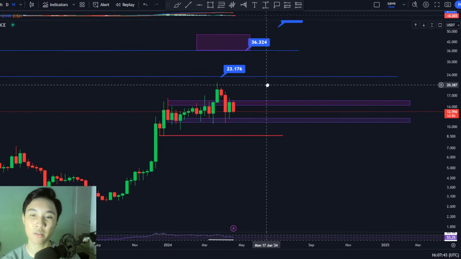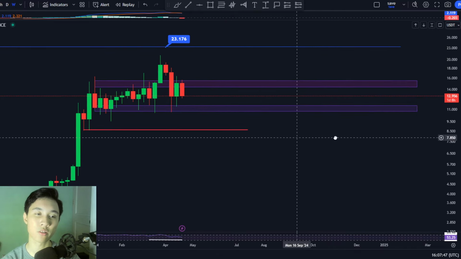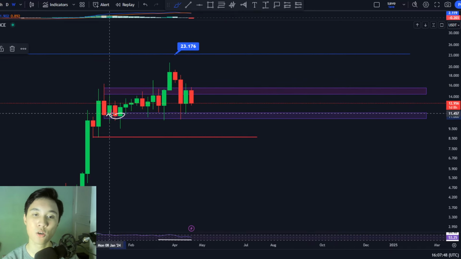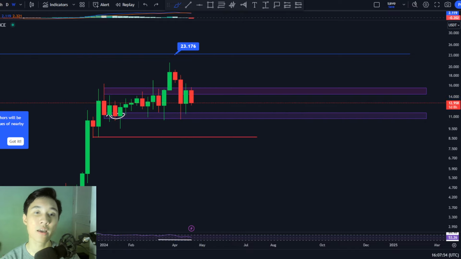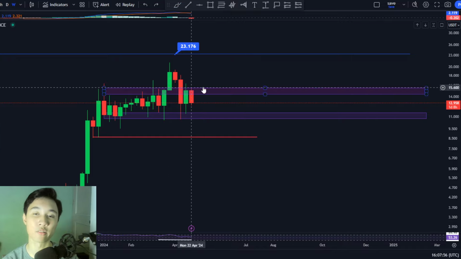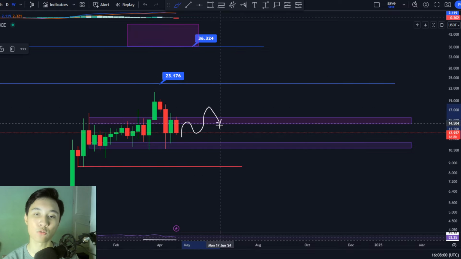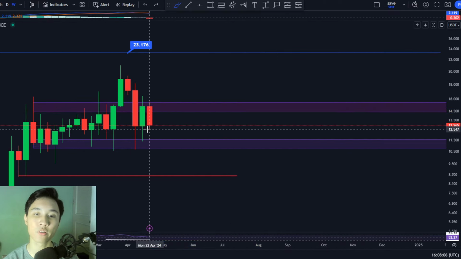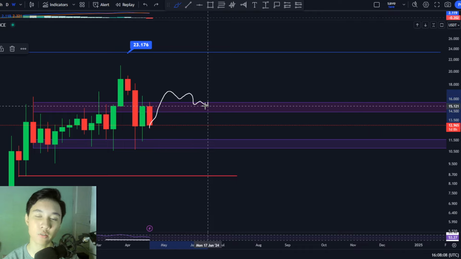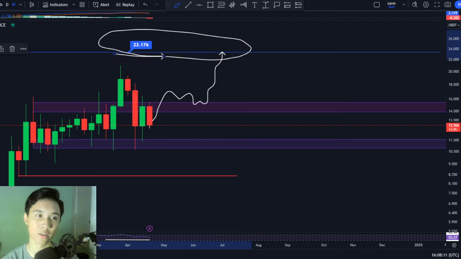But for ICP, yes, my view still has not changed. The structure still looks intact. We have consecutively put in higher lows right here. So the structure still looks good and nothing to worry about in the longer time frames. And my next target for ICP is still at $23 for the next leg towards the upside. So once we do see ICP successfully break above this resistance zone and hold this as support, we could expect the next leg up to $23, where this next major resistance is located at.